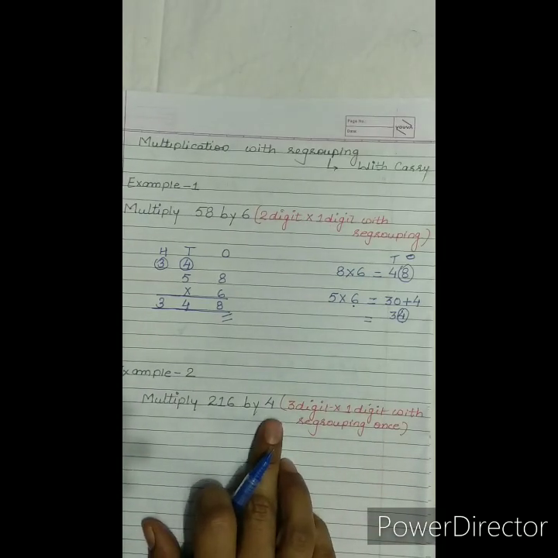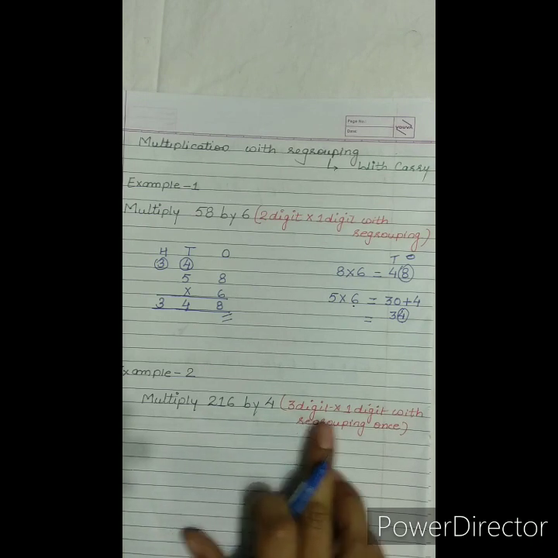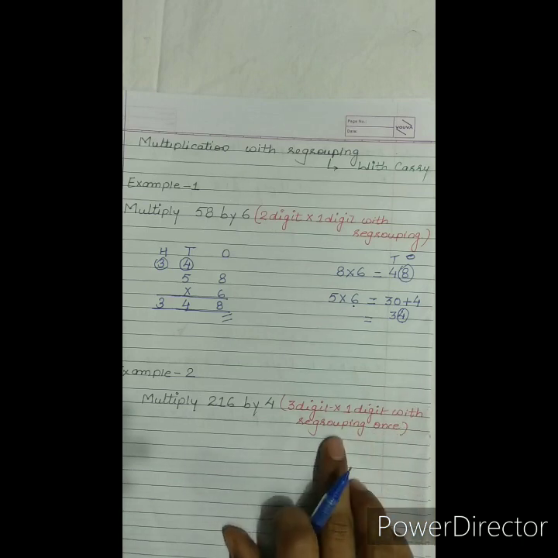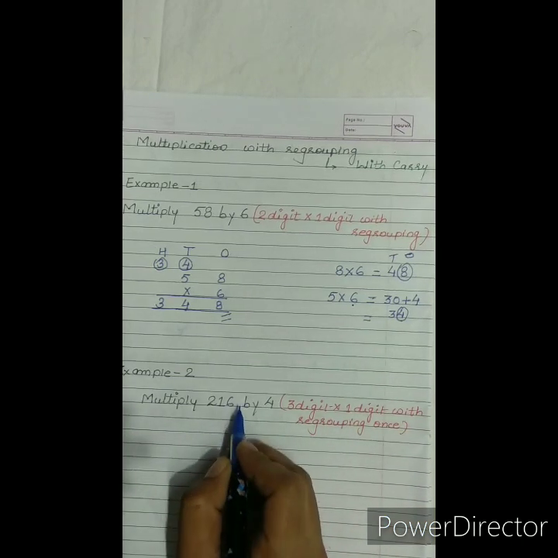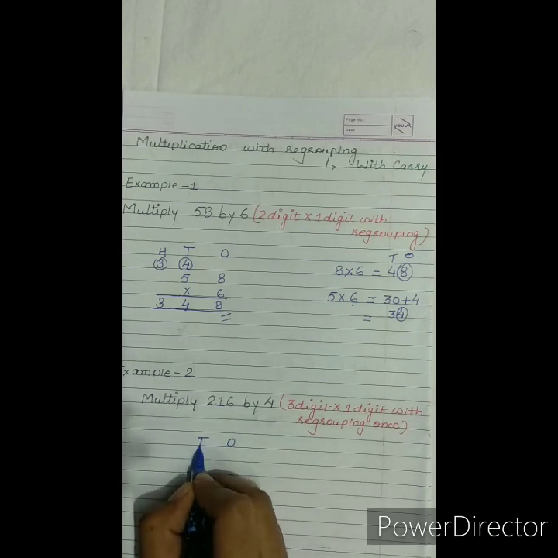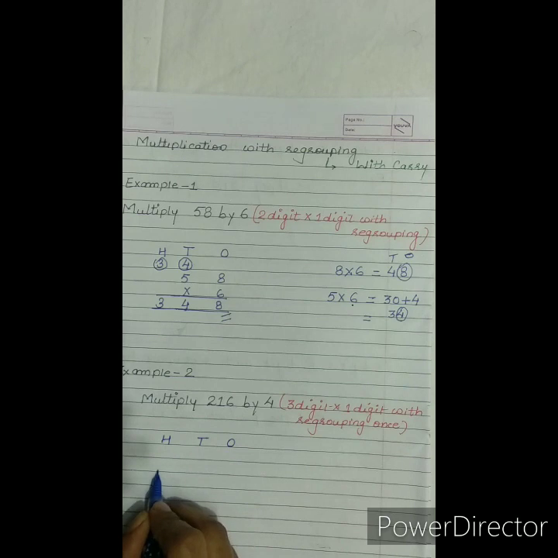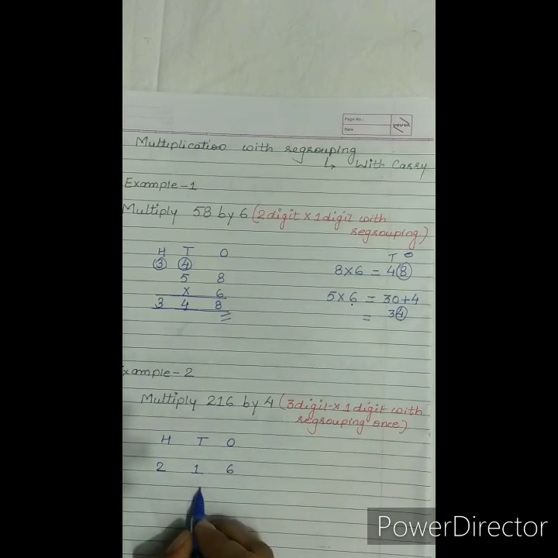Now the next question is multiply 216 by 4. In this question we will learn how to multiply 3 digit by 1 digit with regrouping once. So let's look at how to solve. Again we will write the places first: ones, tens, hundreds. Here is 216 multiplied by 4.